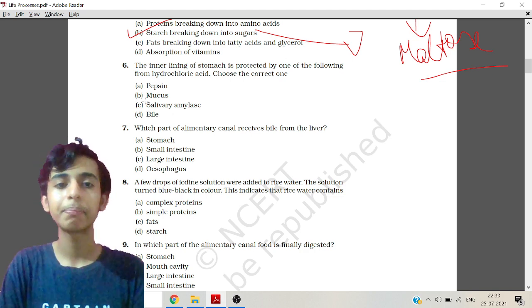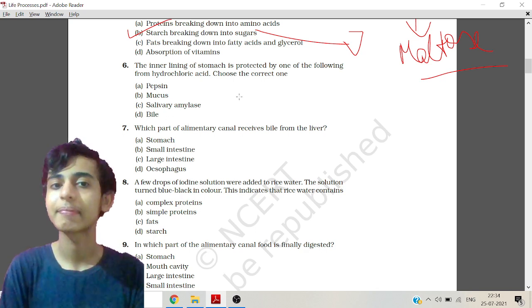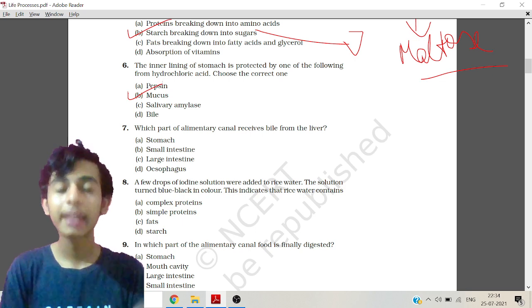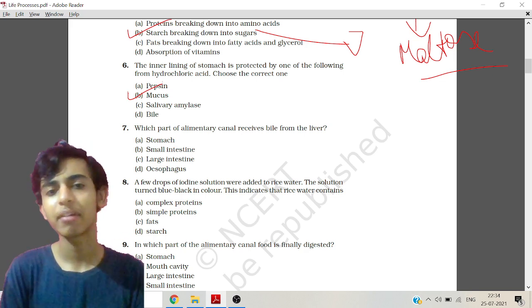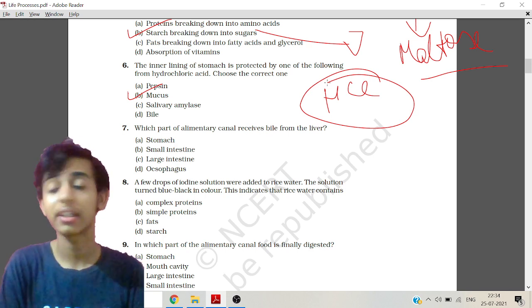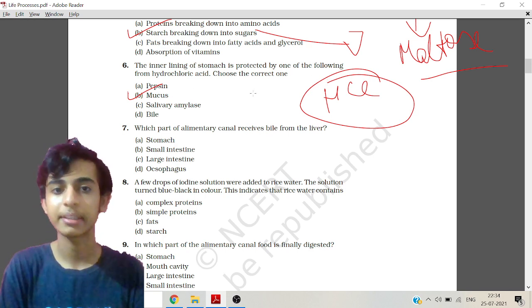Okay, your time's up. Is it pepsin, mucus, salivary amylase, or bile? Yes, it is mucus. Mucus is secreted by the gastric glands to prevent the destruction of the inner lining of the stomach from the action of HCl. As acids are corrosive in nature, they can corrode our stomach's inner lining. Okay, to protect it, we have mucus.